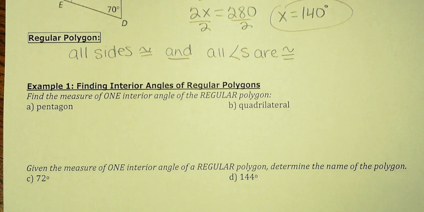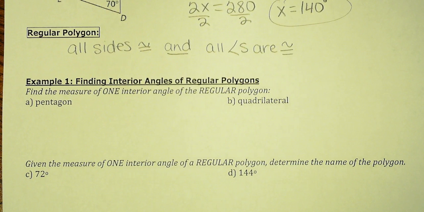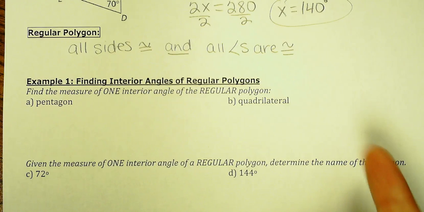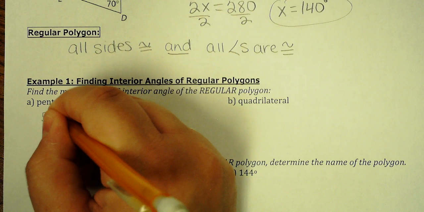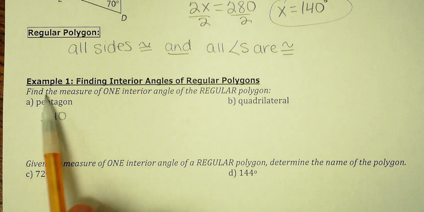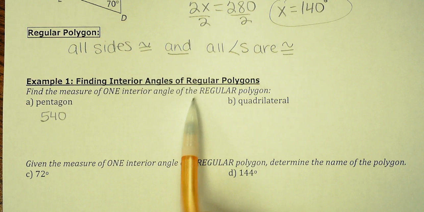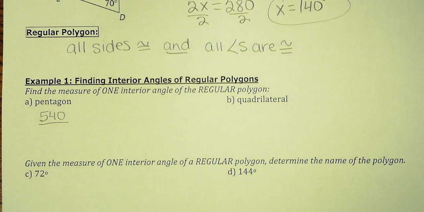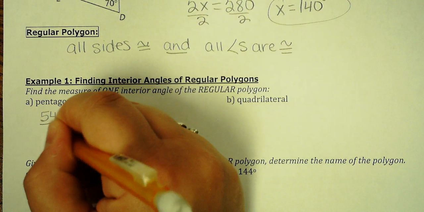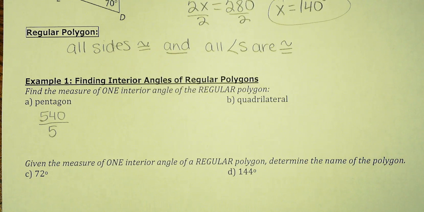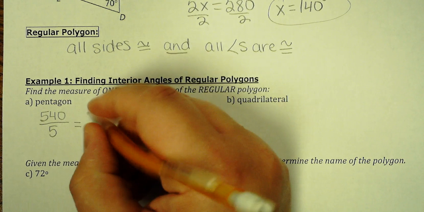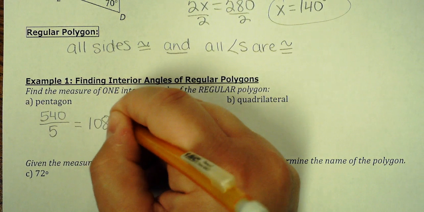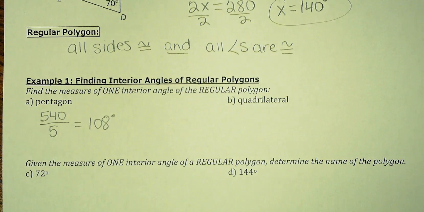Pause this at any time if I'm going too fast. Now, we just figured out the sum of the inside angles of a pentagon was supposed to be 540. This says find the measure of one interior angle of a regular polygon. We're talking about a pentagon here. So if I have a pentagon, I have 5 interior angles. So I take that interior angle sum and divide it by how many angles there would be, which is just going to match the number of sides, which is 5. And if you go ahead and divide that, you're going to get 108. So each of the 5 angles inside a pentagon that's regular would be 108.